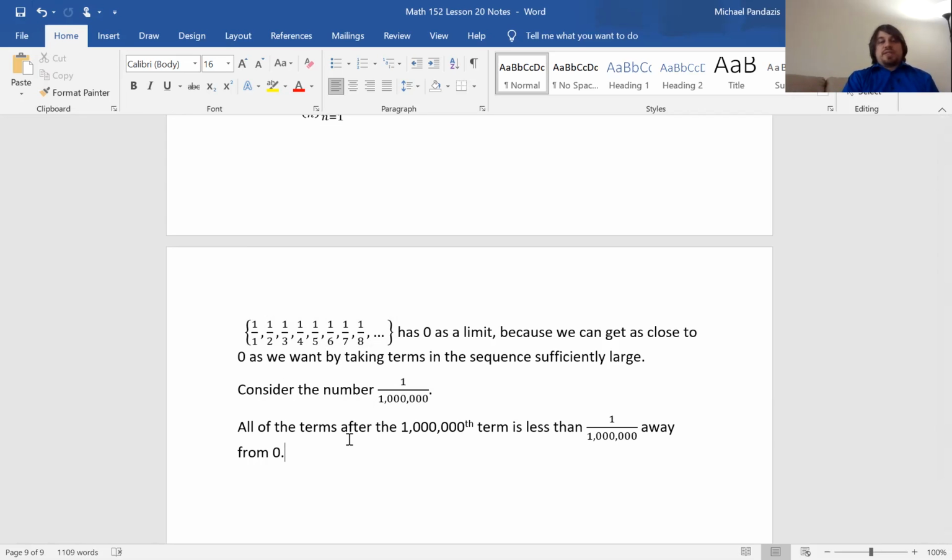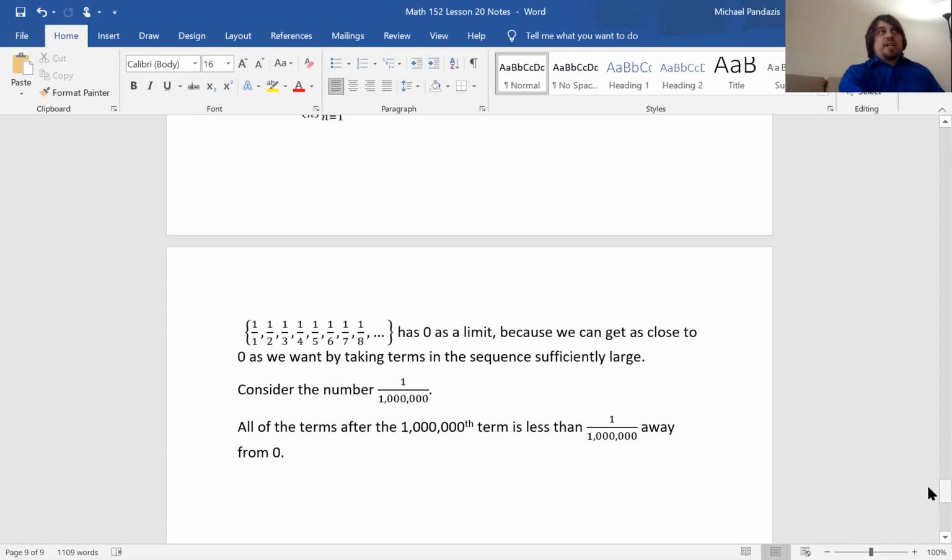all of the terms of the sequence after the millionth term are less than a millionth away from 0. Because the millionth term is 1/1,000,000, the next term is 1/1,000,001, the next term is 1/1,000,002, the next term is 1/1,000,003. All those fractions will have a denominator larger than a million, which means 1 over a number larger than a million is less than a millionth. And so all the terms after the millionth term are less than a millionth away from 0. Similarly, you can choose any number you want. It doesn't have to be powers of 10 in the denominator.